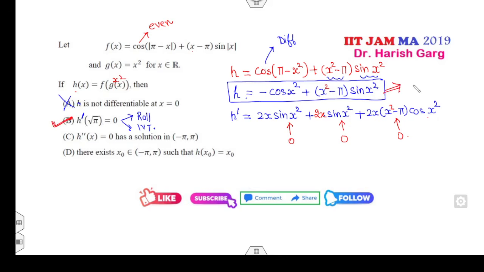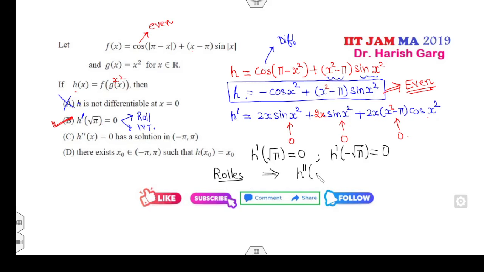Again you can see this function is my even function. हर जगह पे x डबल ही है ना. So what is the meaning of that? If h dash of root pi is 0, that means h dash of minus root pi is also 0. अगर दो पॉइंट पे फंक्शन वैल्यू सेम आ गई, then we can apply the Rolle's theorem. That implies h double dash of some point is also 0.